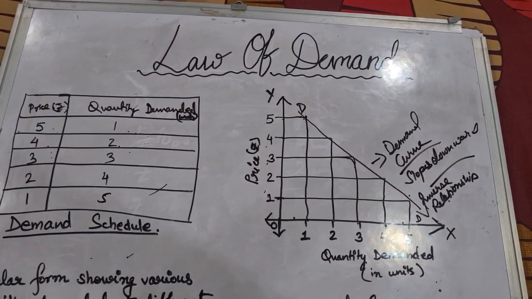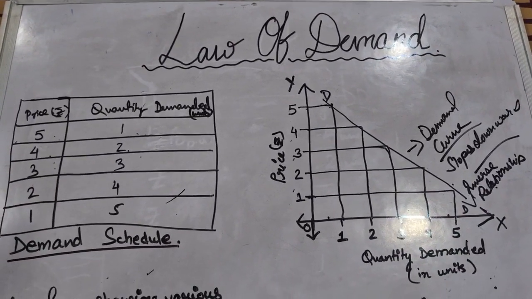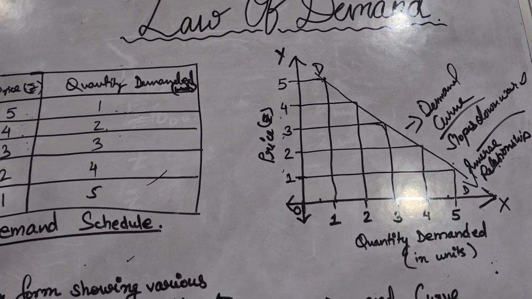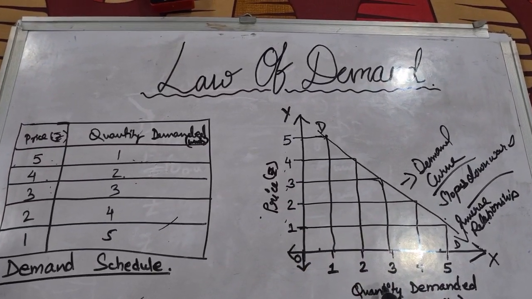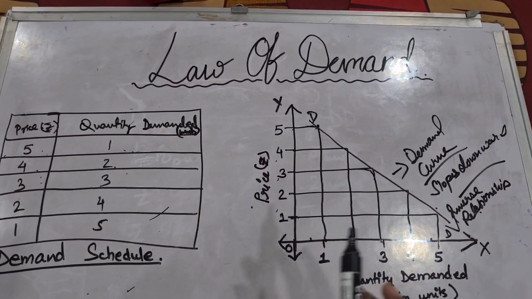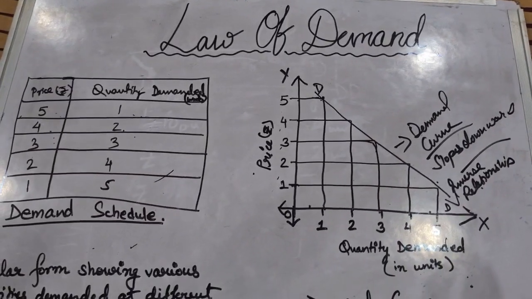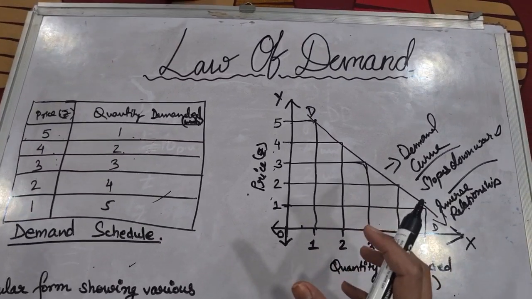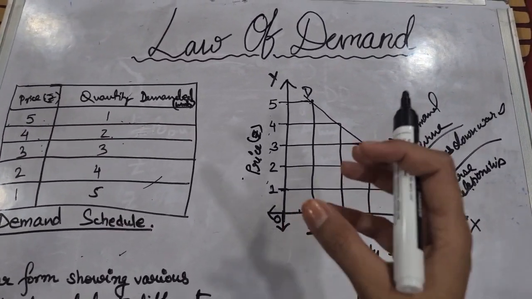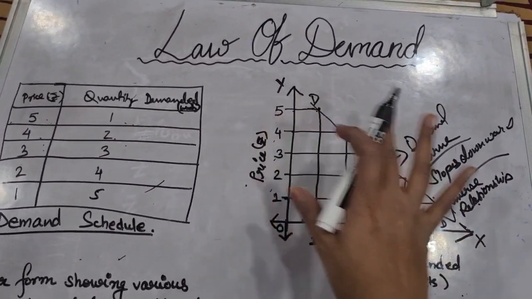What is the law of demand? The law of demand states the inverse relationship between the price and the quantity demanded, keeping other factors constant. Why are the other factors kept constant? Because if there is a change in your income, let us consider the factor of income, if your income decreases, this won't work.